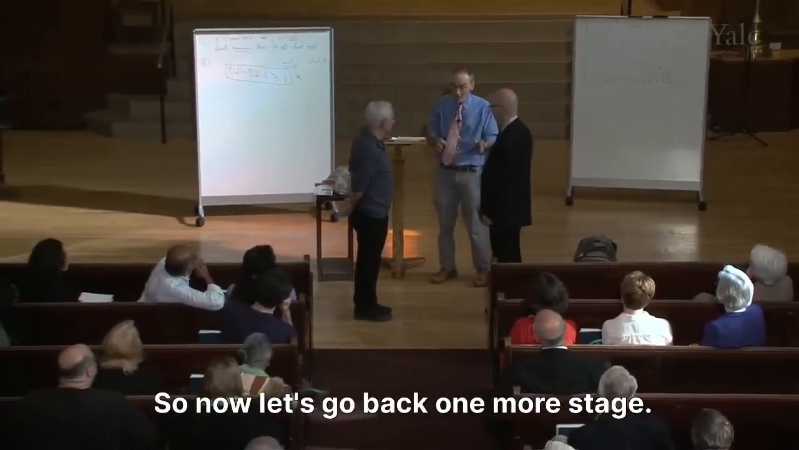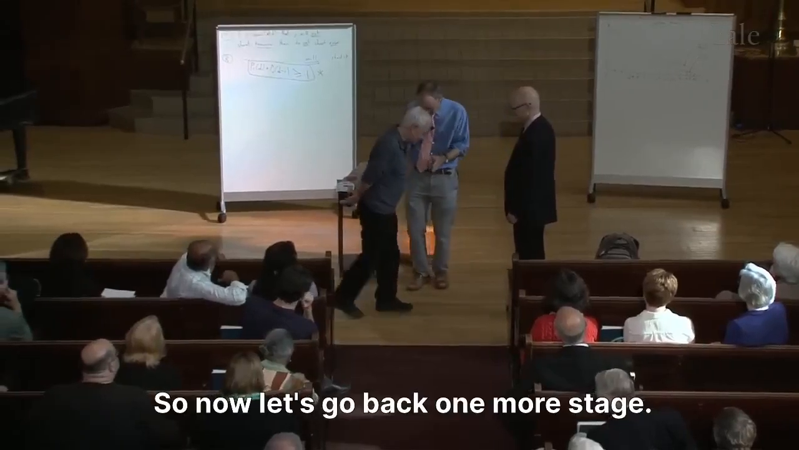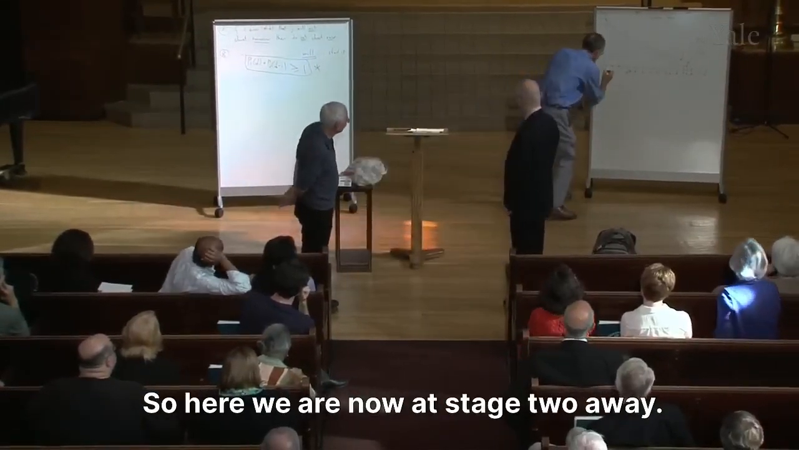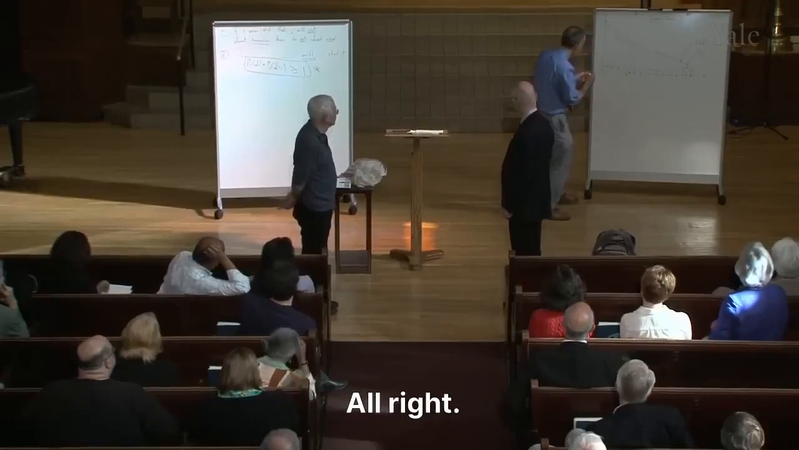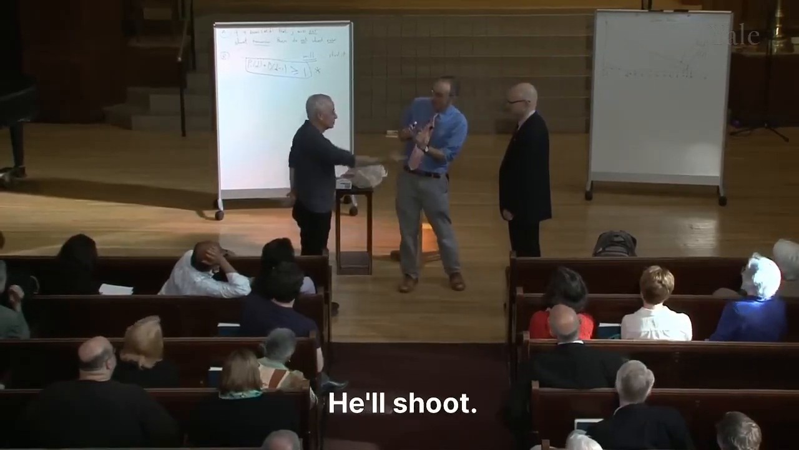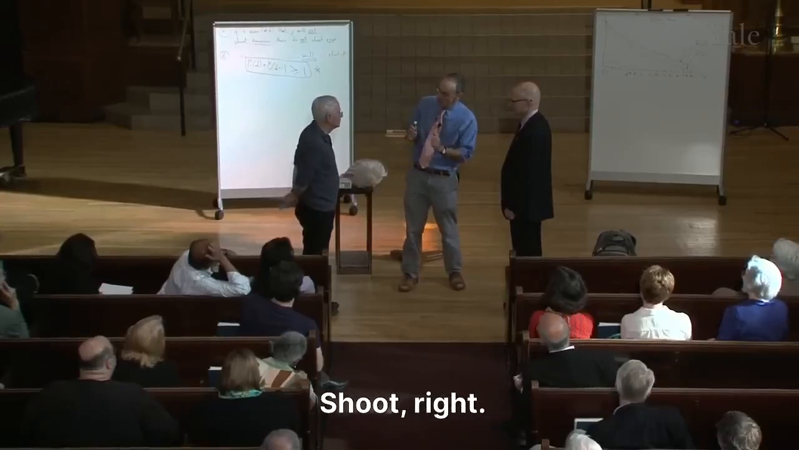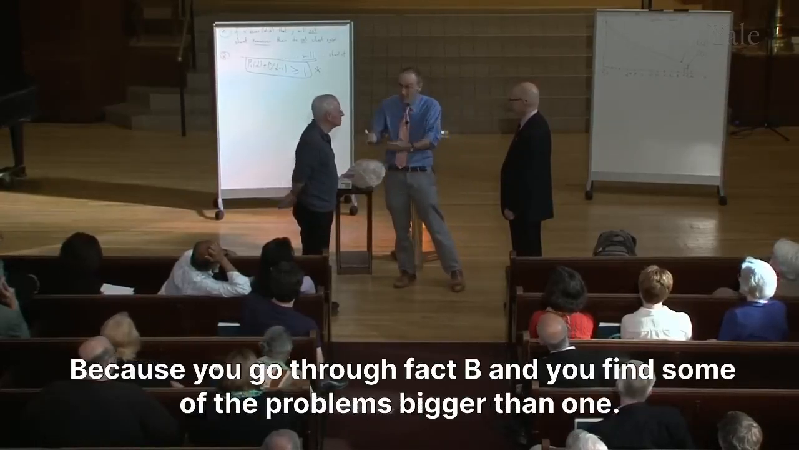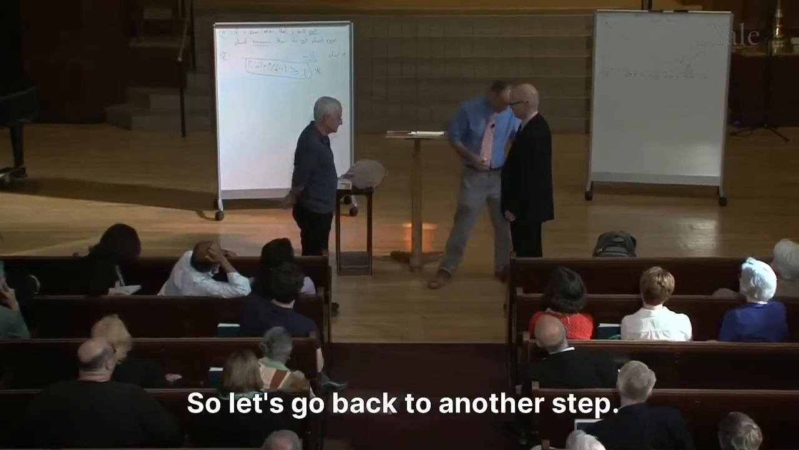All right, so now let's go back one more stage. So here we are, now we're 2 away. And now we're in Robert's head, and what does Robert know? He'll shoot, and therefore what should you do? Shoot, right? Because you go through fact B and you find that the sum of the probabilities is bigger than 1, so he should shoot. So let's go back another step.